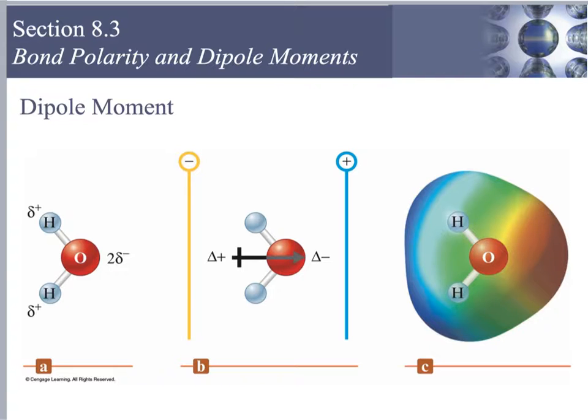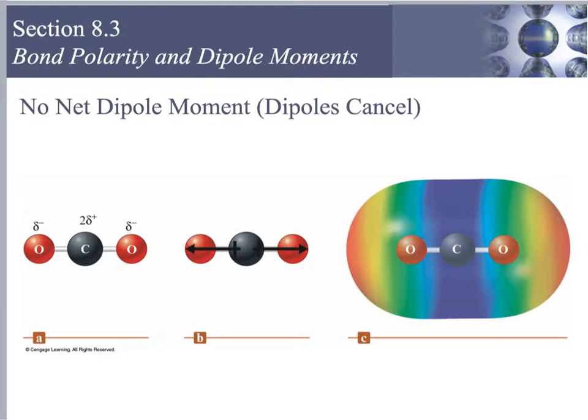Then we have this electron density representation, which is nice, and it shows the different regions around the molecule, the more positive side here and the more negative side. So it's really just three different ways to express the same idea. It is possible to calculate dipole moment and to use those numbers, but we don't really use that too much. It's just an idea that helps us understand the polarity of a bond and also the polarity of a molecule.